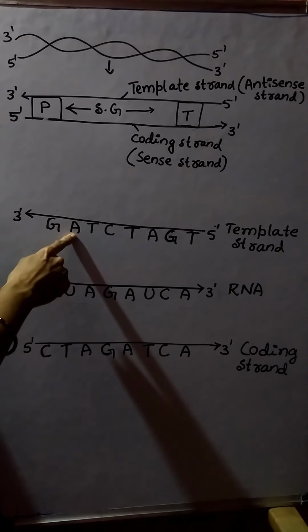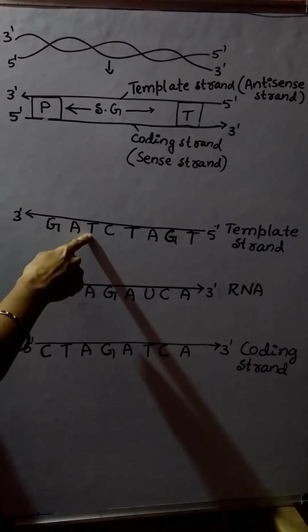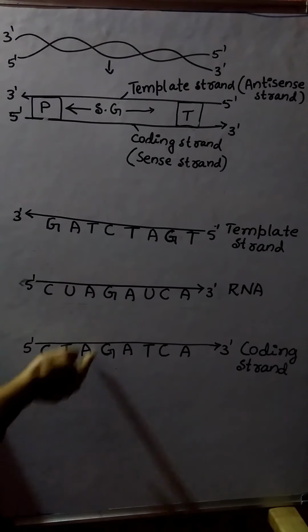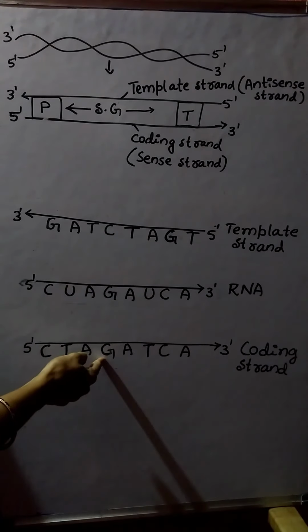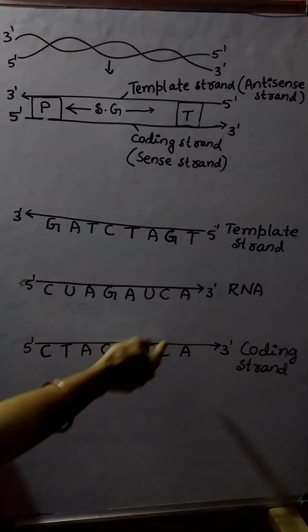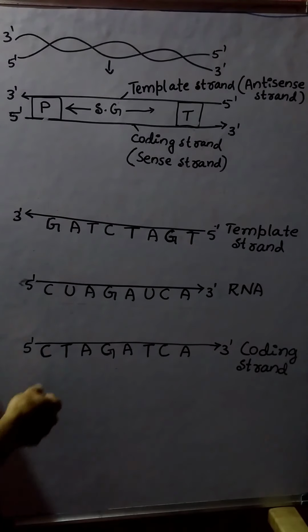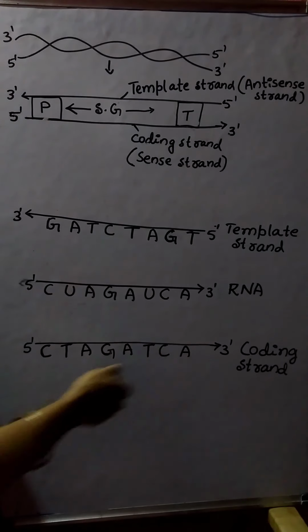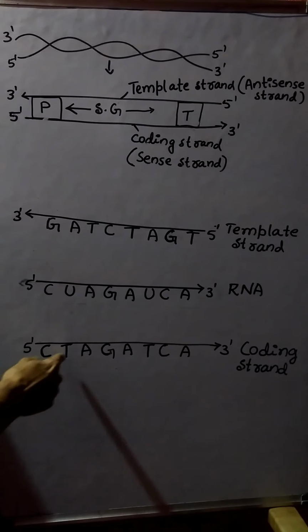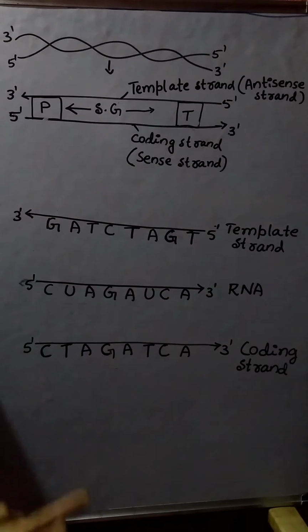Here adenine is present. Adenine pairs with thymine. Here thymine is present. Thymine pairs with adenine. Cytosine pairs with guanine. Thymine pairs with adenine. Adenine pairs with thymine. Guanine pairs with cytosine. Thymine pairs with adenine. That means the base sequence of coding strand is C, T, A, G, A, T, C, A.